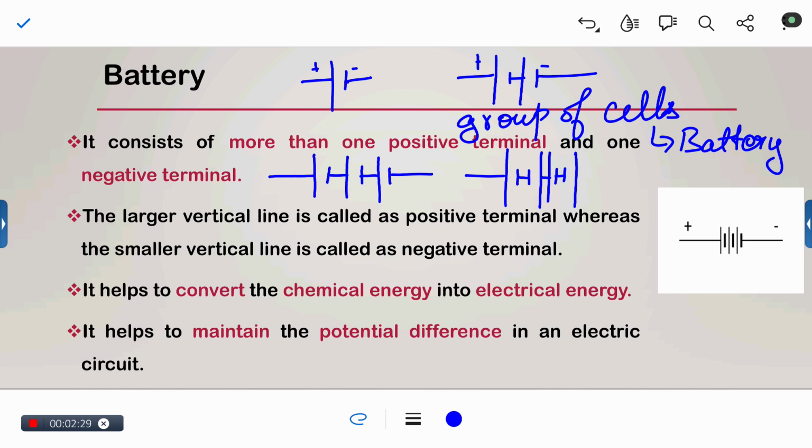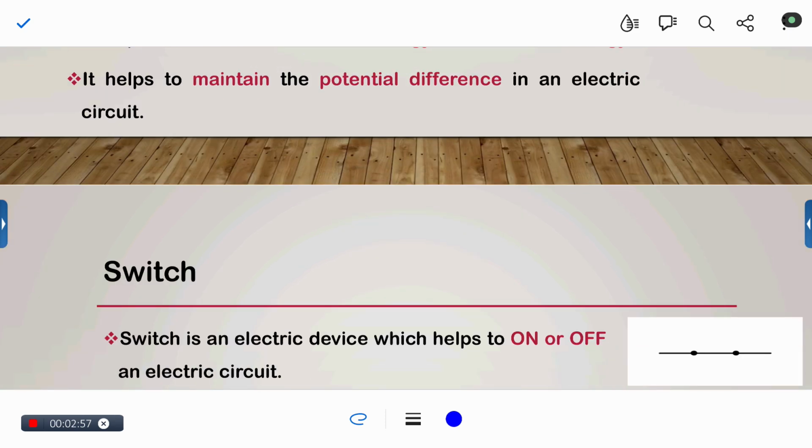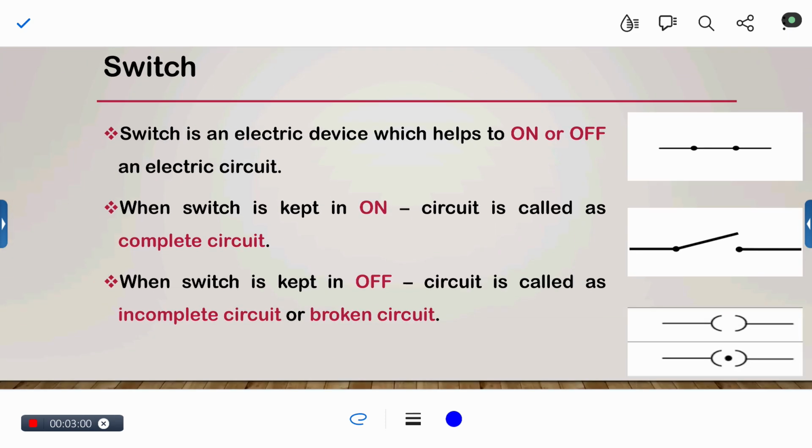If we give the combination like this, the current won't flow over here. The reason is that negative along with negative means it is going to be the same potential. If there is the same potential, current flow won't happen. Only if there is a potential difference will the current flow from one terminal to another terminal.